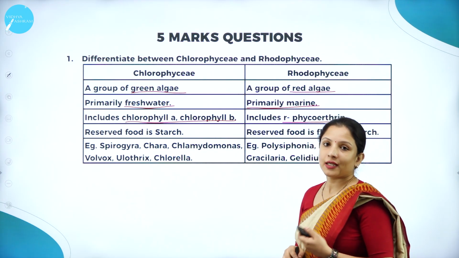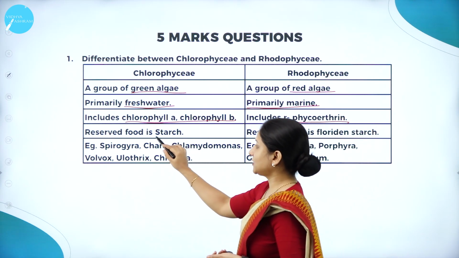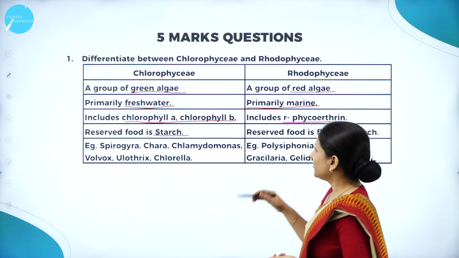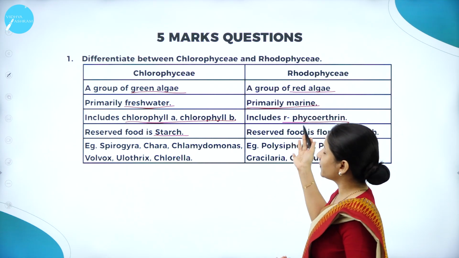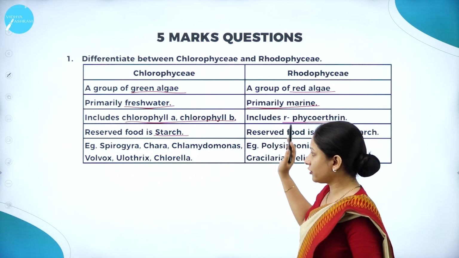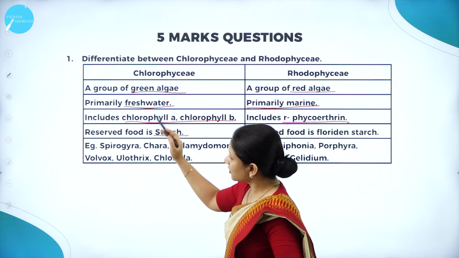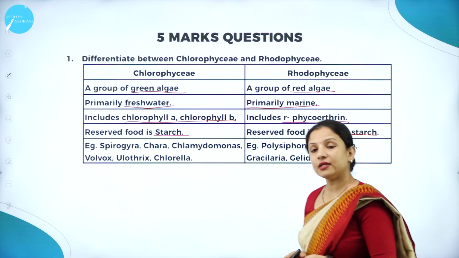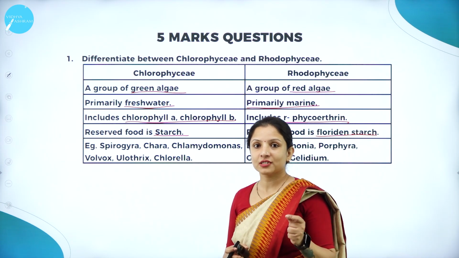The reserve food in Chlorophyceae is in the form of starch. And where are they stored? They are stored in structures called pyrenoids. But in the NCERT textbook, where they are stored is not given, so we are not writing that point. Instead, we write reserve food is starch here. Here it is reserve food is Floridean starch. In the case of Phaeophyceae, reserve food is carbohydrate.